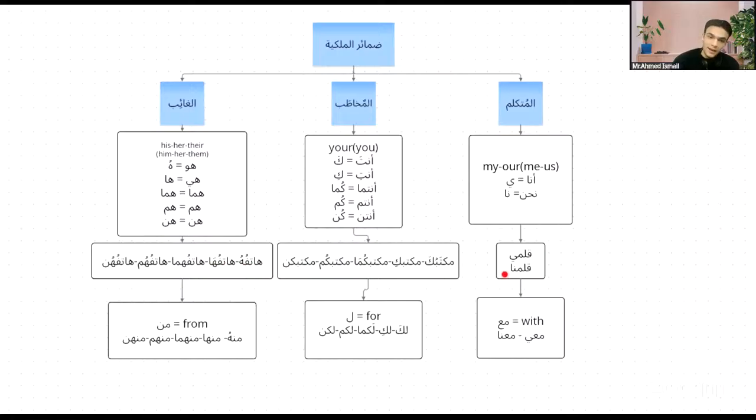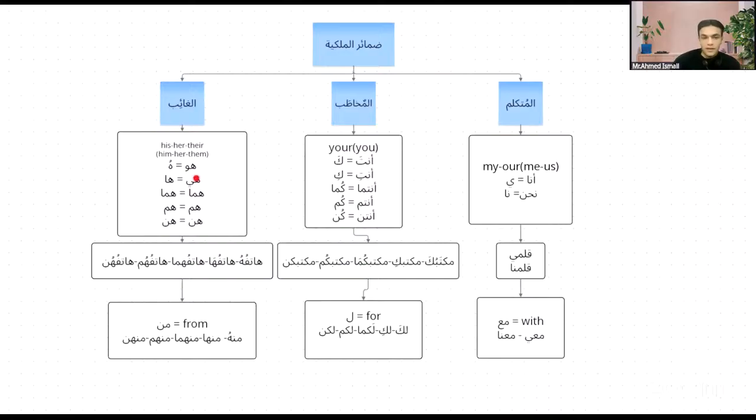And hu, or I mean his, has the same meaning as him also. So if I want to say, for example, from him, I would say minhu, from him. If I want to say for him, I would say lahu. If I want to say with him, I say ma'ahu, and so on. So him and his, they are the same meaning.